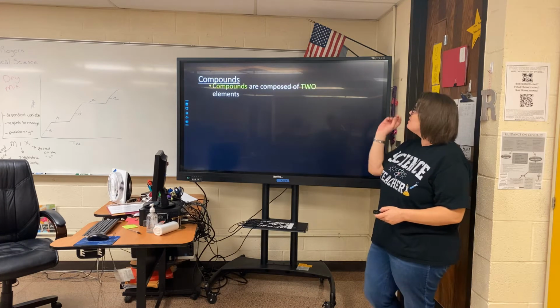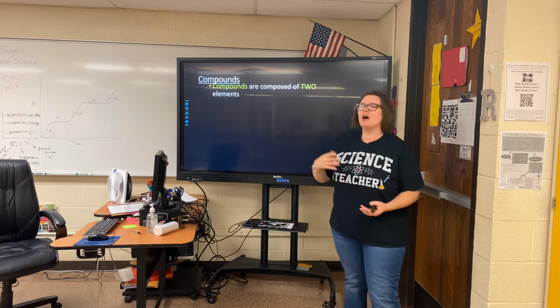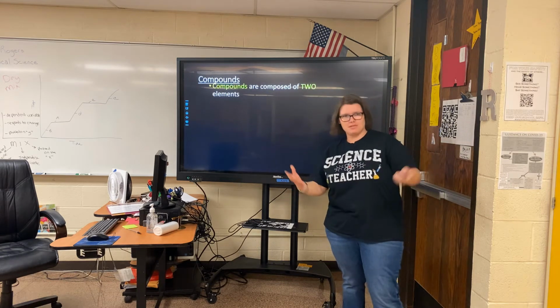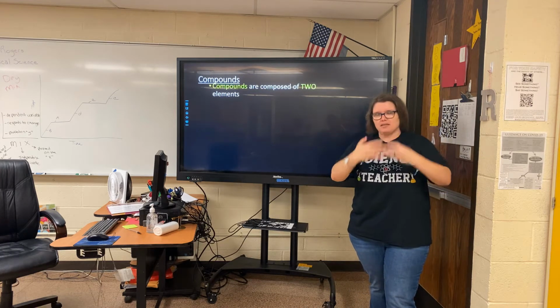Compounds are composed of two or more elements. It could be maybe just carbon and oxygen put together, or it could be several of them put together. It could be 30 elements put together. A compound is just more than one element coming together.